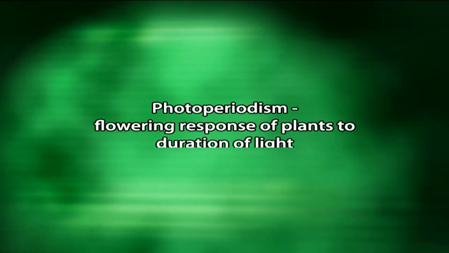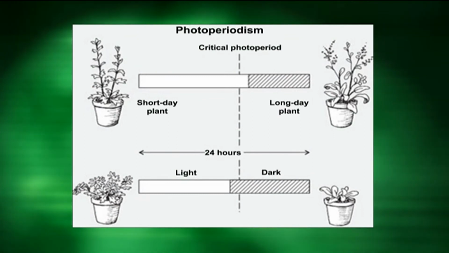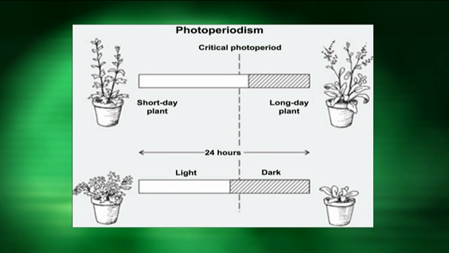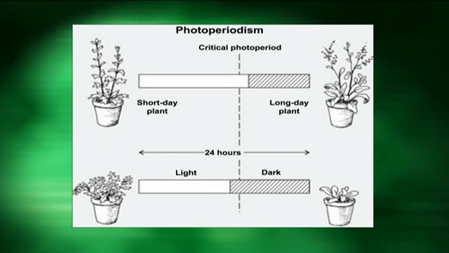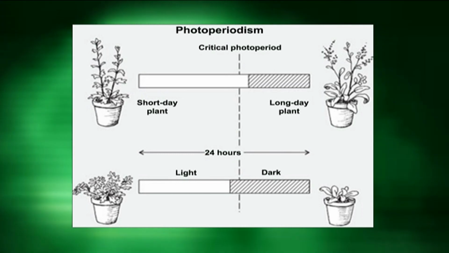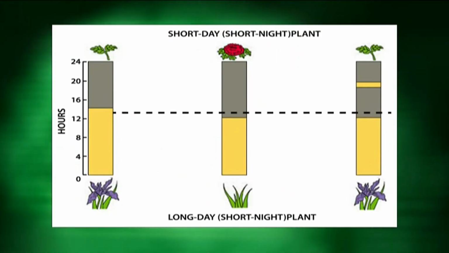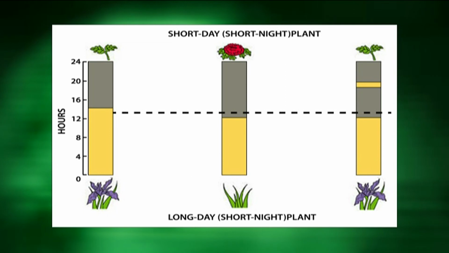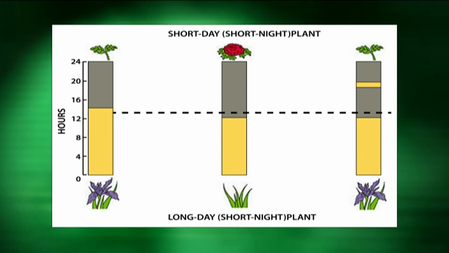One more adaptation of plants to light duration is photoperiodism. Photoperiodism is the flowering response of plants to the duration of light. Some plants bloom under long day conditions and are called long day plants, while some other plants require short day length for blooming and are called short day plants. A short day plant fails to bloom if transplanted to a place where day length is long. This adaptation to day length for blooming greatly influences plant distribution over the globe.